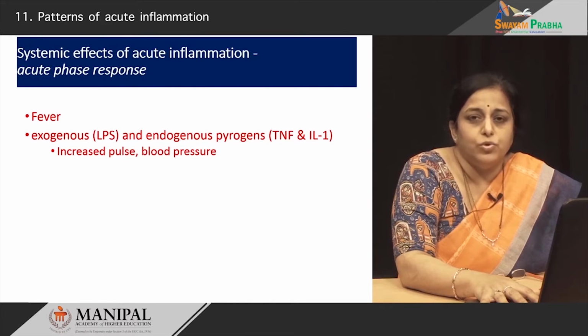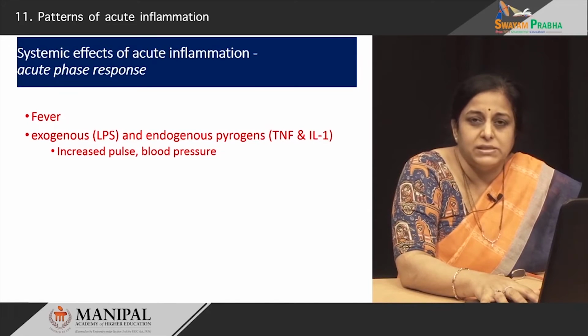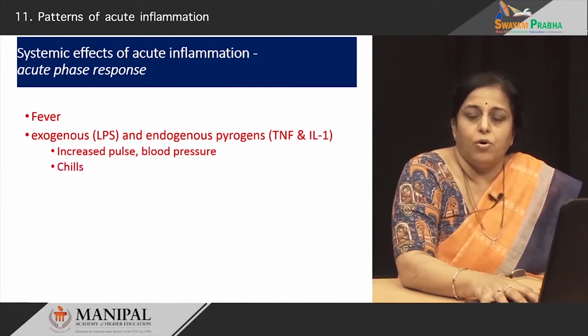We also know that when we have a systemic infection or a severe infection, there is tachycardia and elevated blood pressure. Also, one may experience chills and anorexia. So, these are all the effects of cytokines that result in these manifestations in inflammation.